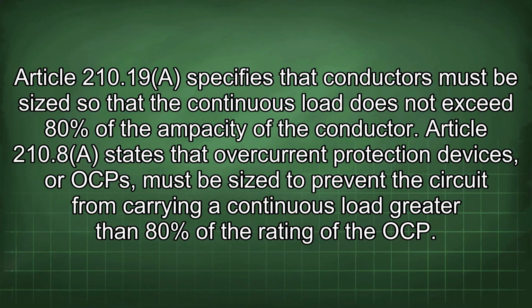Article 210.19 specifies that conductors must be sized so that the continuous load does not exceed 80% of the ampacity of the conductor. Article 210.8 states that overcurrent protection devices, or OCPs, must be sized to prevent the circuit from carrying a continuous load greater than 80% of the rating of the OCP.